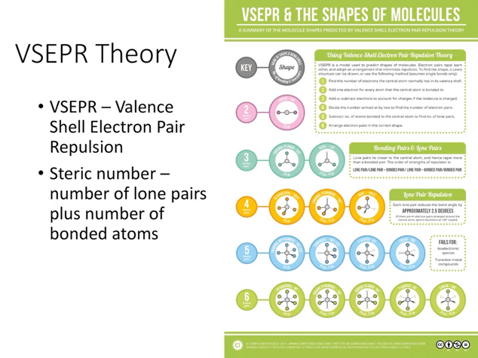We were going over VSEPR theory, and we talked about how electron pairs want to be as far apart as possible, which gives us these different geometries. And specifically, we talked about steric numbers, which are the number of lone pairs plus the number of bonded atoms around a central atom. Now, we're ignoring steric numbers 5 and 6 on this chart because those apply more to inorganic chemistry or transition metals, etc. So we're just focusing on steric numbers 2, 3, and 4.